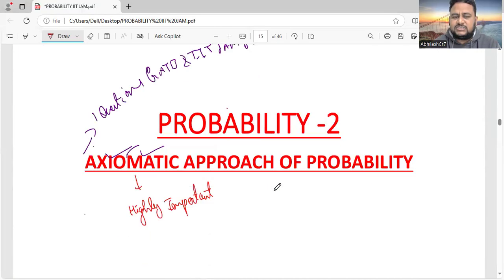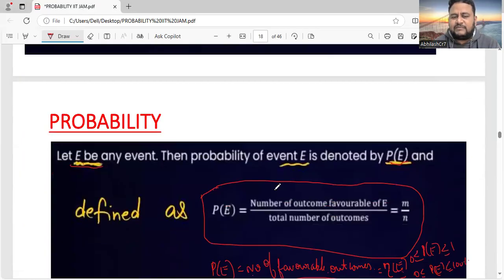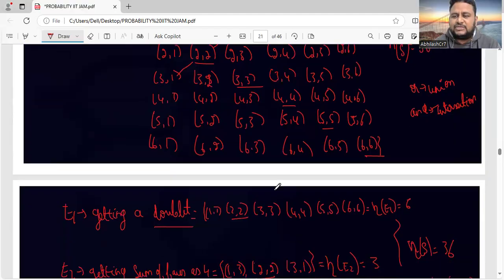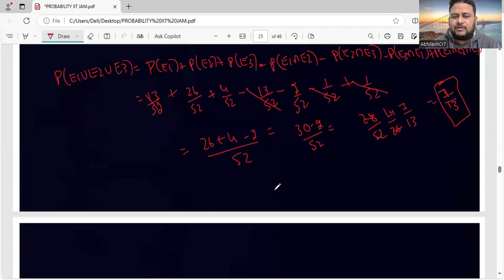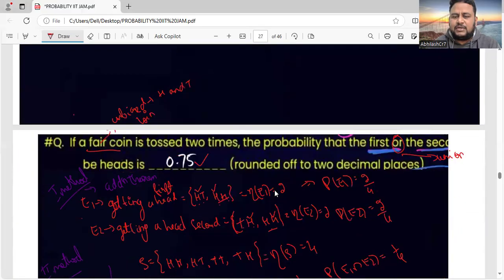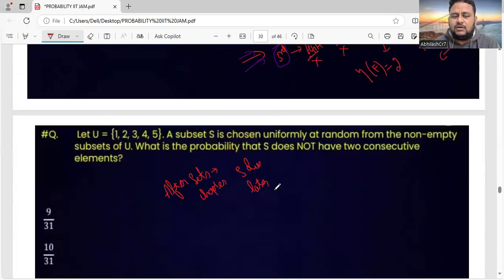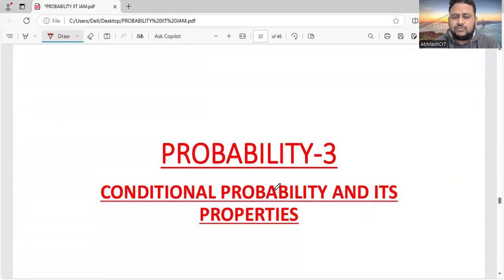I told you questions are repeatedly coming from the axiomatic approach to probability. Likewise, learning conditional probability is also very important. So today our topic of discussion is conditional probability. What is conditional probability? What are the properties of conditional probability? All those things we are going to learn today.